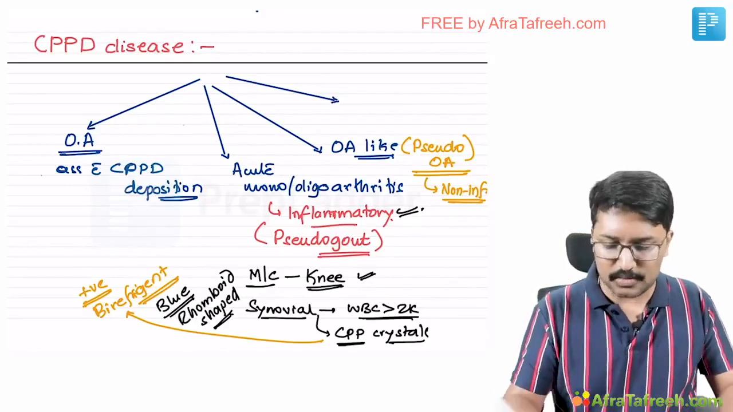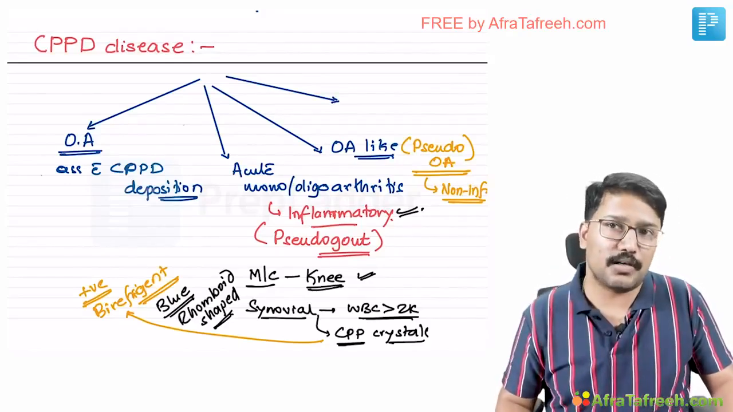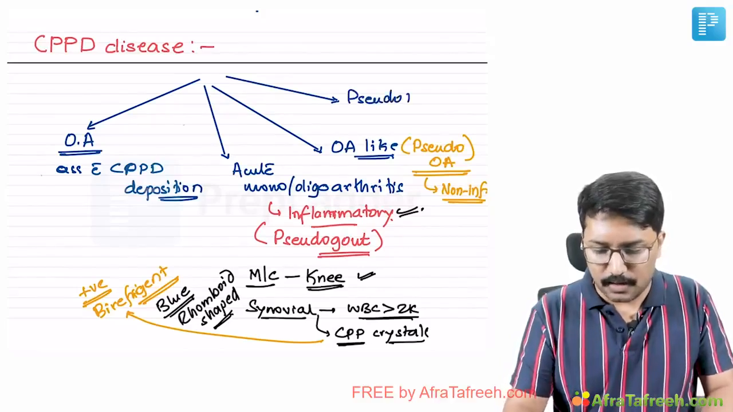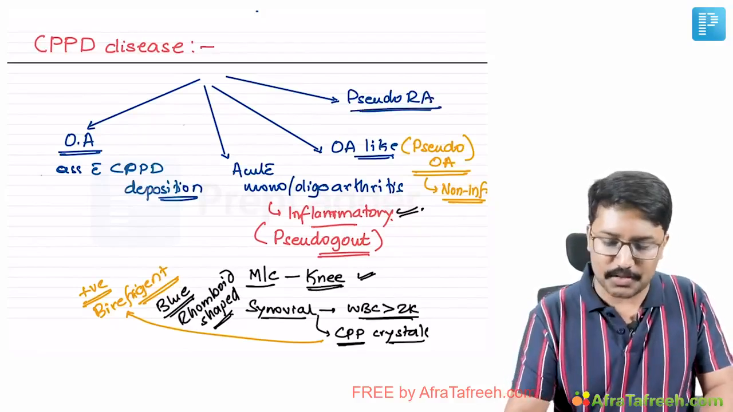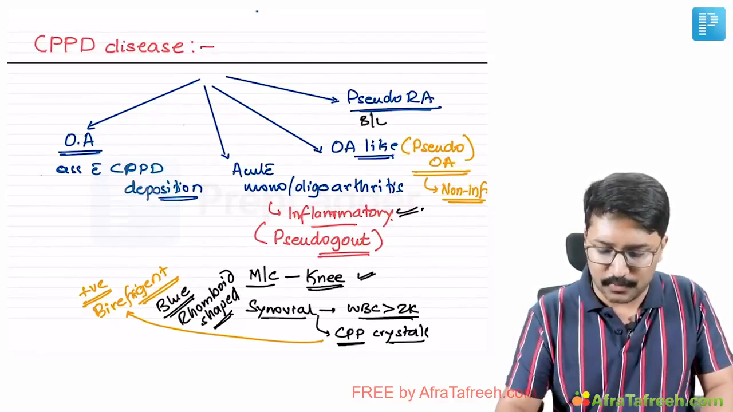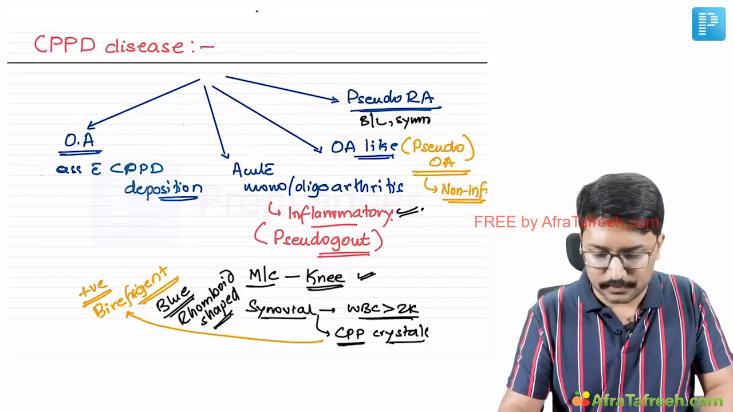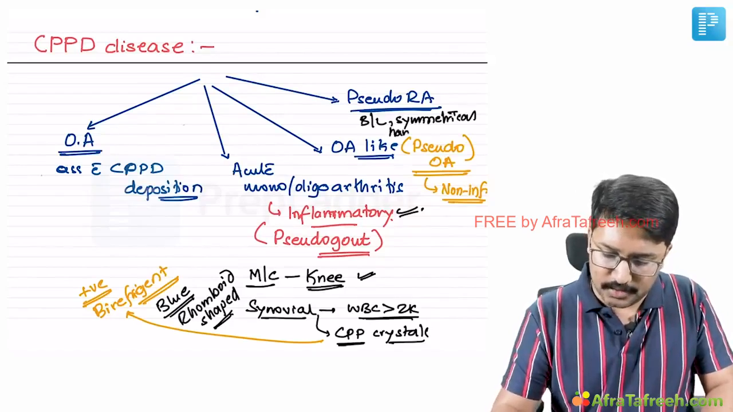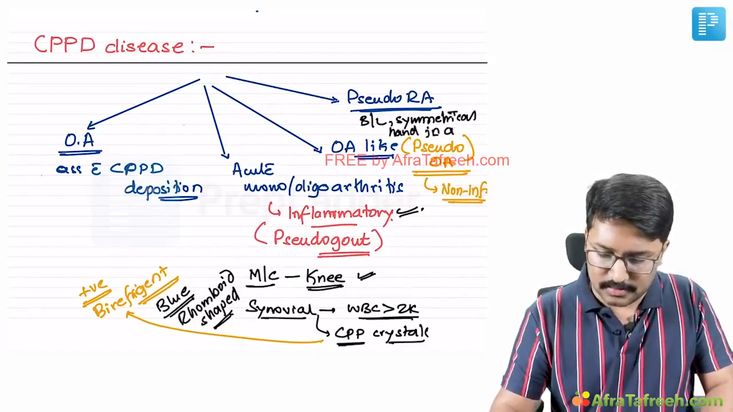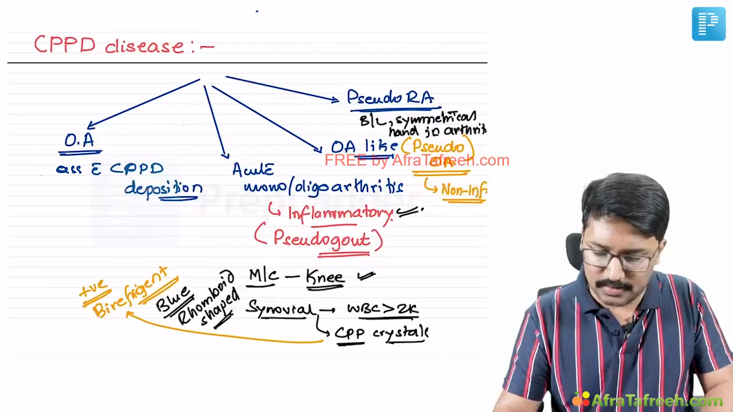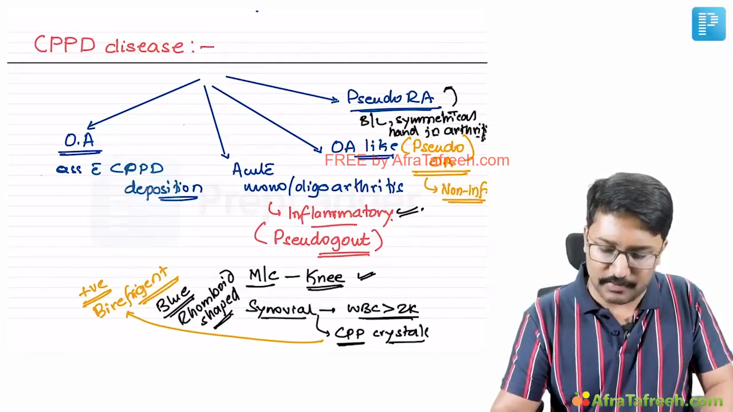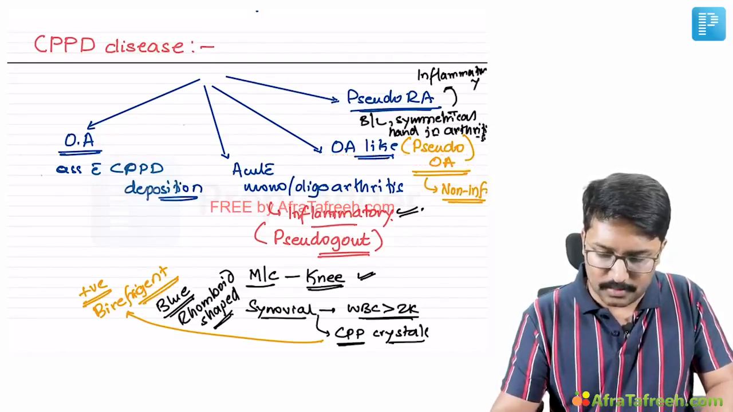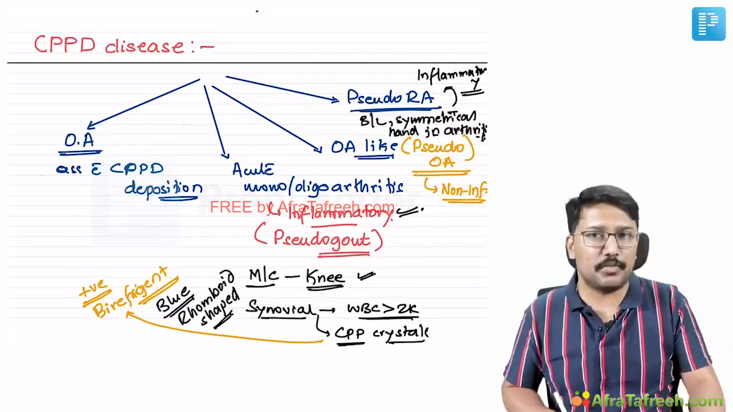Some of these patients can also present with what we call pseudo rheumatoid arthritis, or pseudo RA presentation. Pseudo RA occurs where patients present with bilateral symmetrical hand joint arthritis, right? So it clinically resembles rheumatoid arthritis. This is also an inflammatory arthritis. So for all practical purposes, it resembles rheumatoid arthritis.